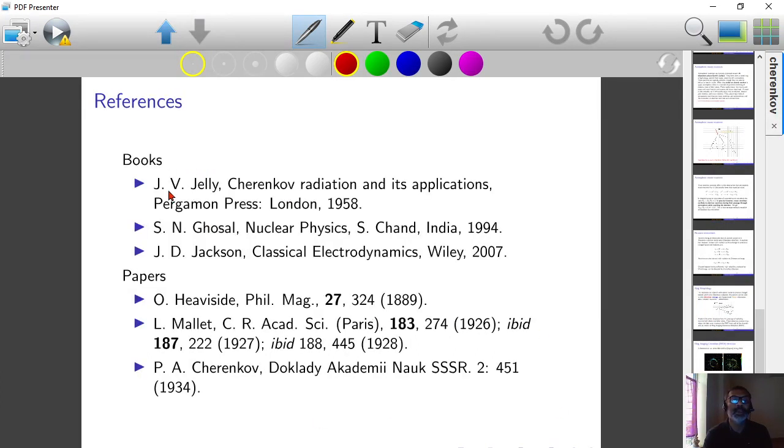Finally, some references. Reference of J.V. Jelley, 1958, S.N. Ghoshal, 1994, also Jackson's classic book. This also has a figure which I have used in this talk. And papers, this is the classic paper, Cherenkov, 1934. Even before Cherenkov, there are some papers which discuss this phenomenon. Heaviside, 1889, and Mallet wrote 3 papers, 1926 to 1928.